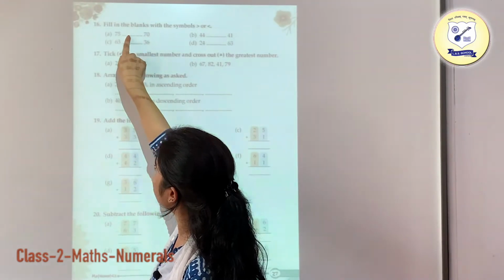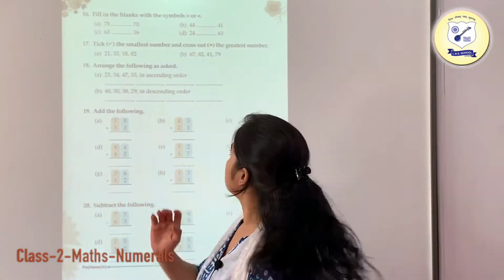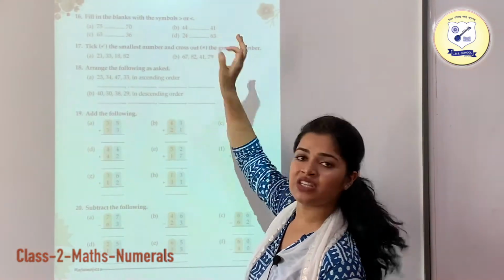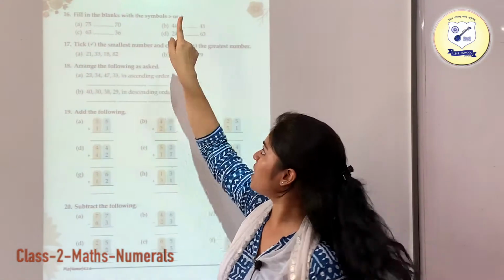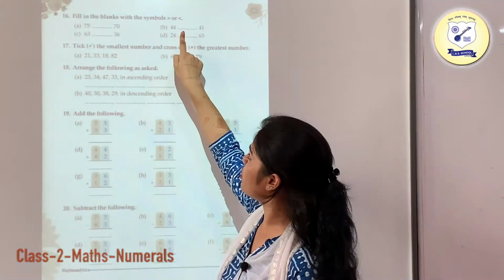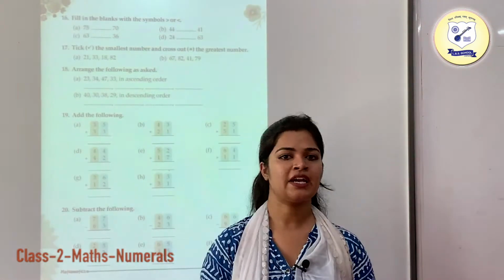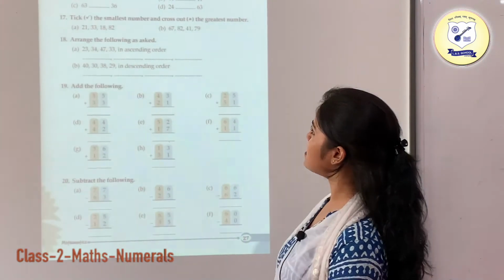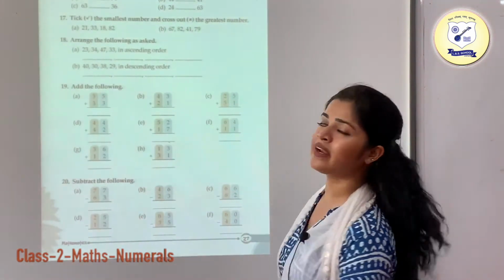So we are just going to put the symbol over here. Similarly, we are having this 24 and 63. Here we know that 63 is greater than 24. So we are just going to use this symbol, and we are just going to keep the mouth open on the side of 63.